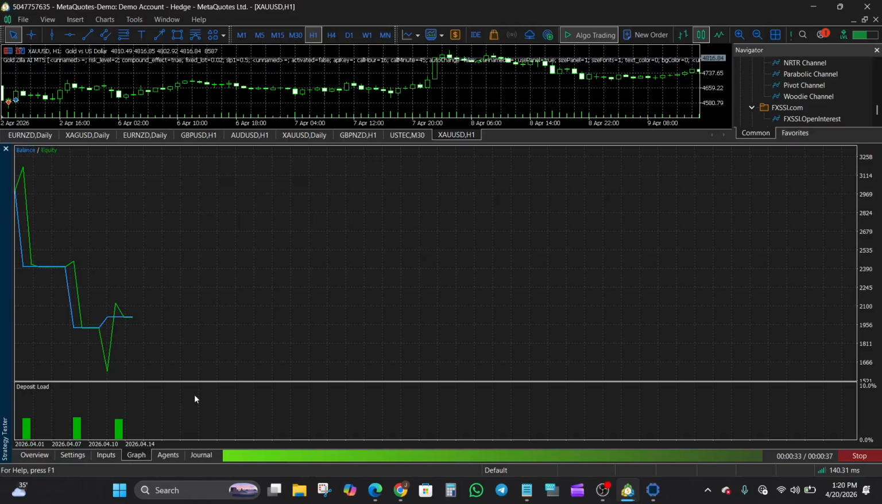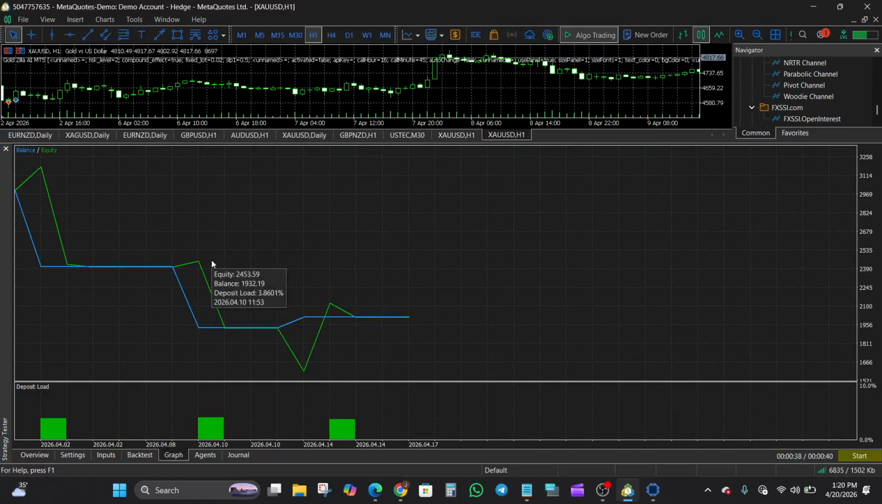Okay, so over the past month, the EA actually did not live up to expectations. As we can see, the graph for the balance and equity was declining over the past month. But remember that past performance does not guarantee future results. Okay, I have to put that out there.